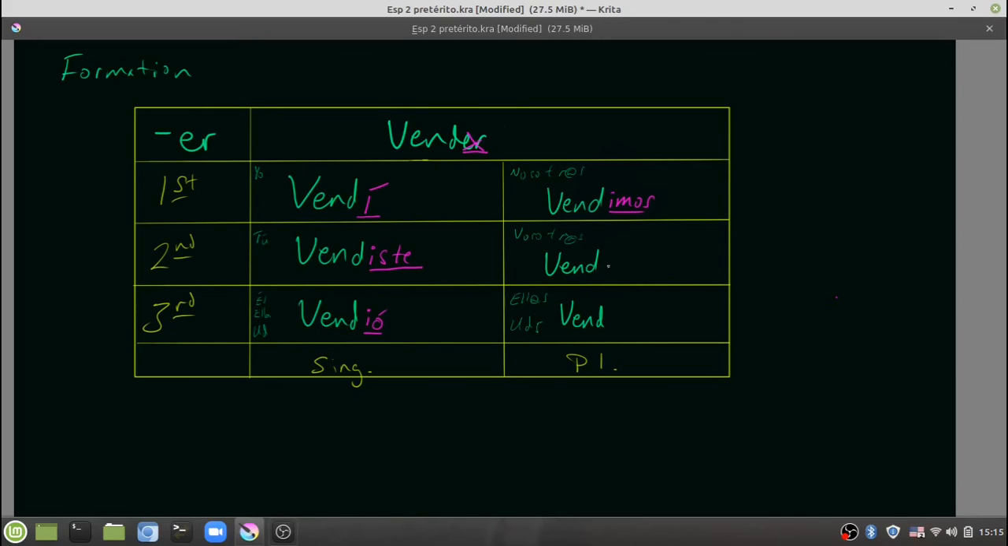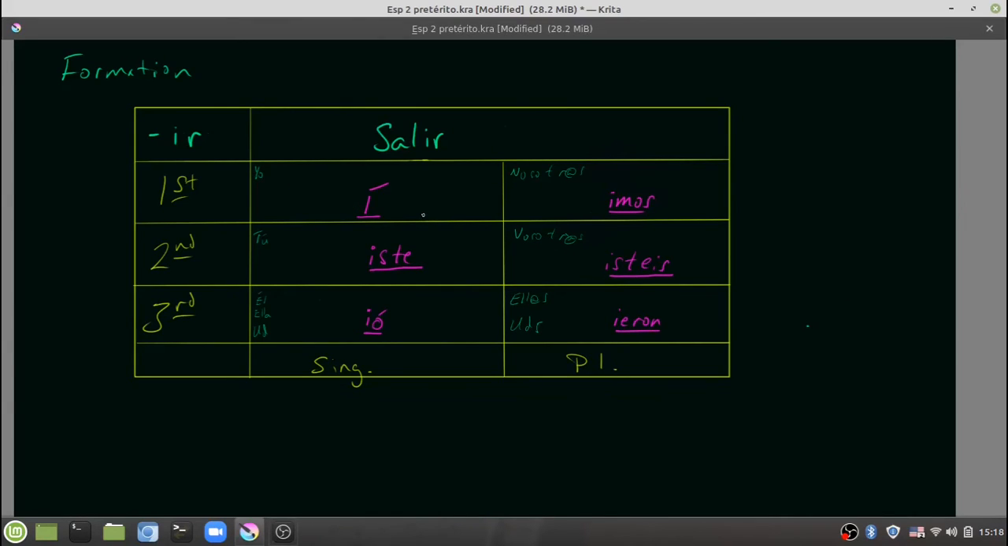And then vosotros, I'm going to do the same thing. We're going to take this iste over here, and we're just going to add an is to the end of it, so istes. And then for the AR forms, they went to aron, and the ER, IRs are going to go to yeron. Alright, so those are your conjugated endings for the preterite tense in an ER verb. And for our IR verbs, we're going to have the exact same endings here.